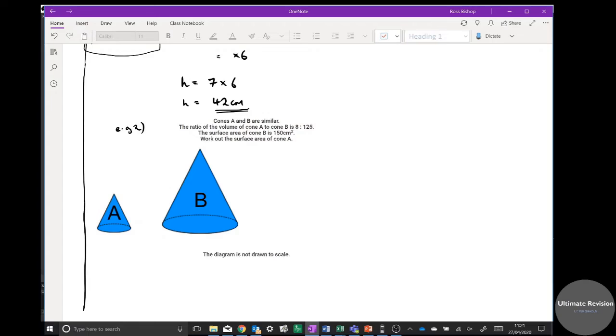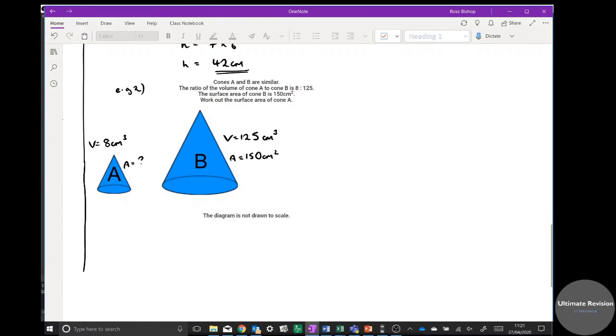Right, here cones A and B are similar. Now the ratio of the volume is 8 to 125. Now I can just say, okay, the volume is 8 here and the volume equals 125 there. It says the surface area of B, so the area of B is 150 centimeters squared. To make this easy, I'm going to call this one centimeters cubed, even though it's not. I can make that up, that's fine, that helps me with the question. And I'm trying to work out the surface area of A.